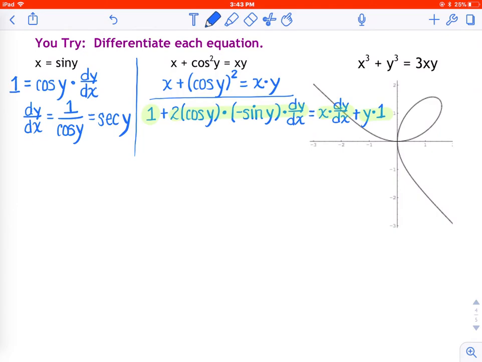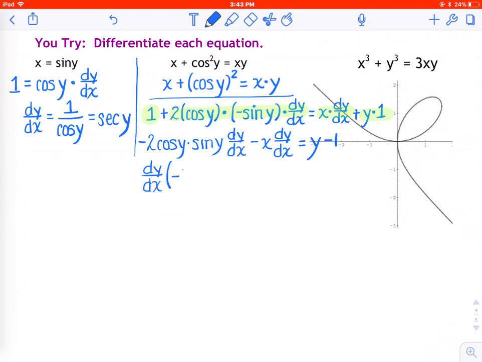So I'm going to keep this negative 2 cosine y sine y dy dx term on this side. And I'm going to subtract over that x dy dx term, and I could just as easily have brought those to the other side. And then I've got a y already on the right-hand side, and I'm going to bring over a minus 1. I'm going to factor the left-hand side so that dy dx is out front, and therefore I'll be able to solve and get it alone.